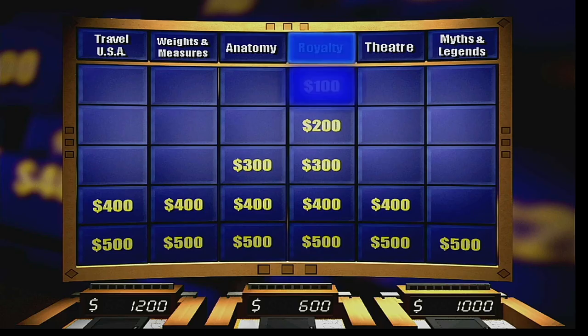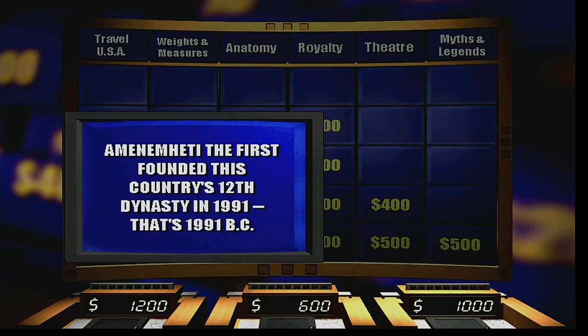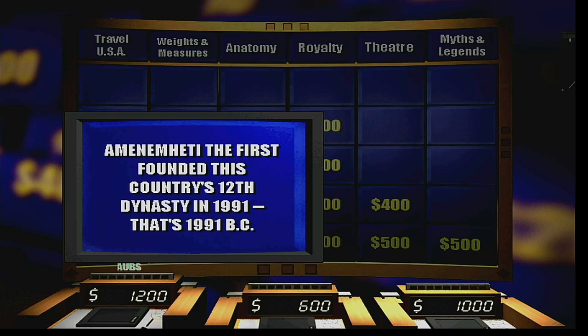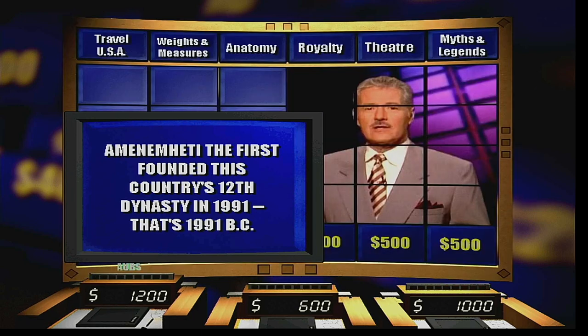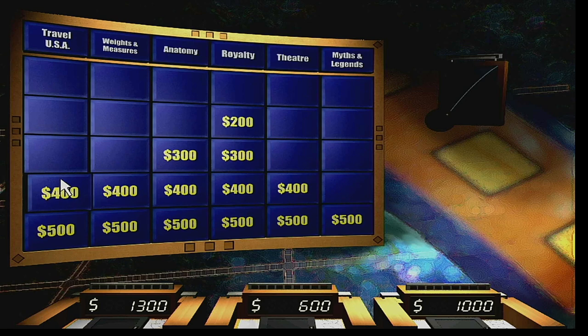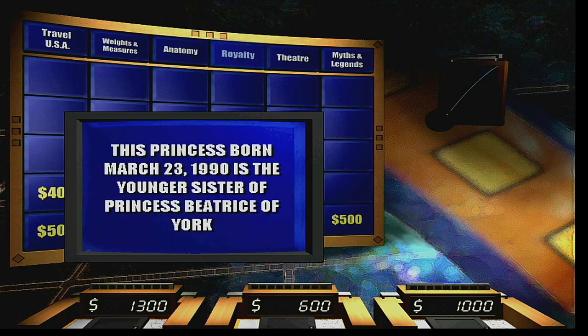The other one. Ananemet I founded this country's 12th dynasty in 1991 BC. Player one, what is Egypt? Correct. Royalty 200. Player one, your turn. This princess, born March 23, 1990, is the younger sister of Princess Beatrice of York. Player two.